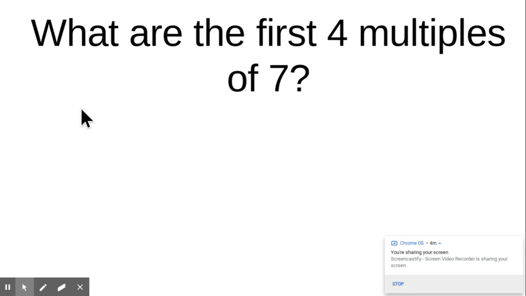On the other hand, multiples. So again, any number will have an infinite number of multiples. But think of the first 4 multiples of 7. Go ahead and write them down, type them in on the side here, and then I'll check them with you here in just a moment.